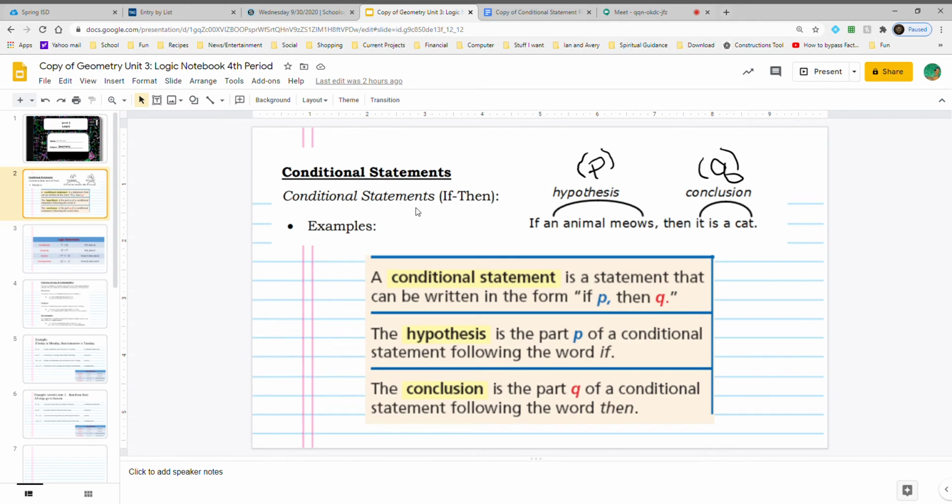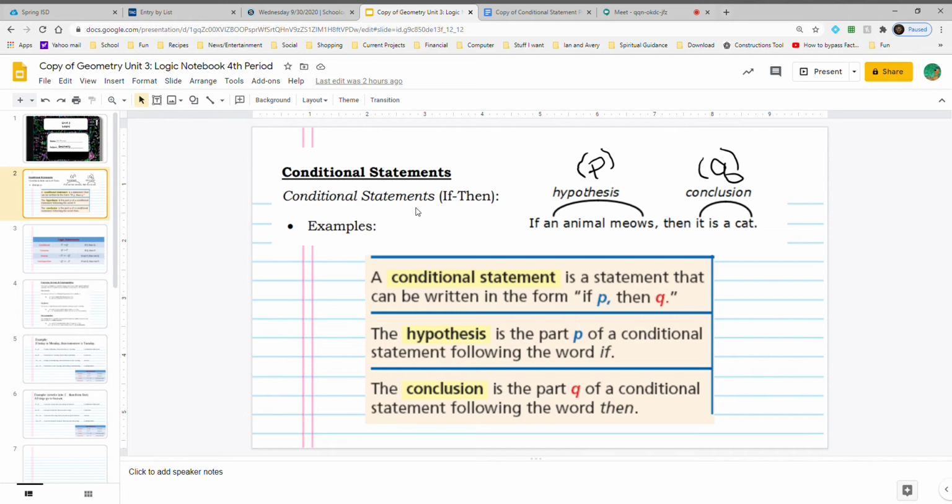Hypothesis is notated by a P. Conclusion is notated by a Q. You don't ever have to write those words again, okay? Hypothesis is P, conclusion is Q. The hypothesis is in between if and then. It's not if and then, but it's the stuff in between it. An animal meows is the hypothesis. The conclusion is the stuff after then. It is a cat. That's the conclusion. Not then it is a cat, just it is a cat.